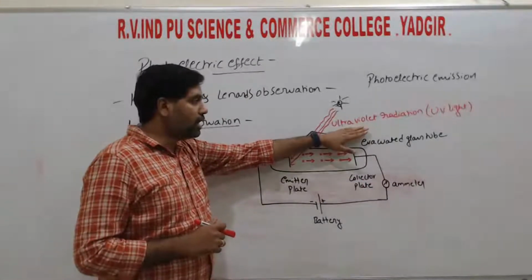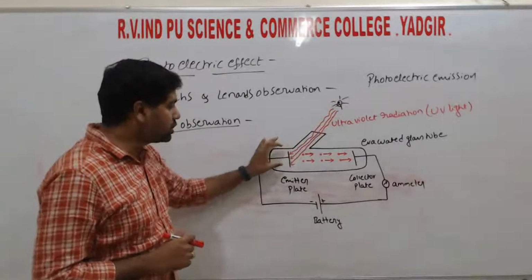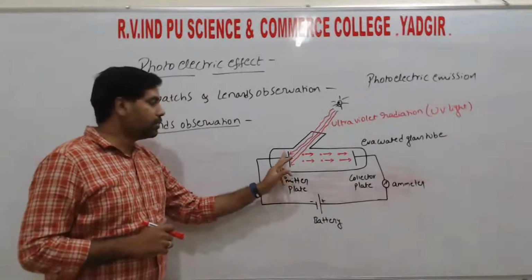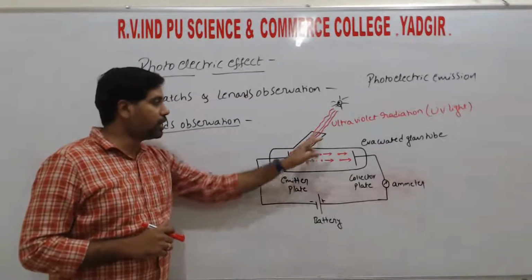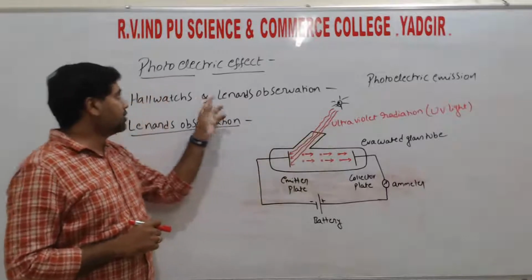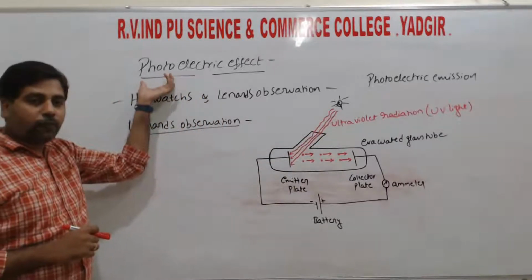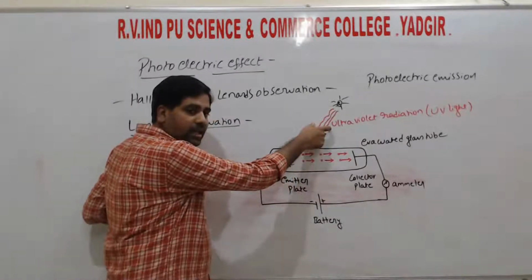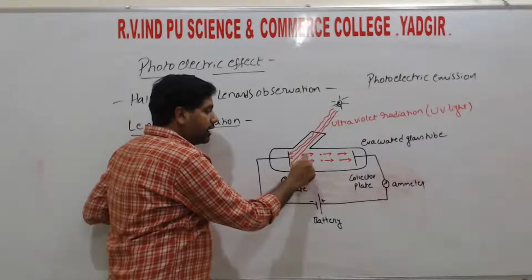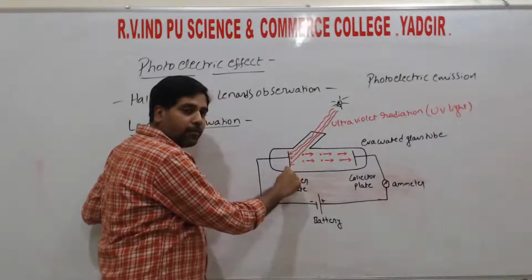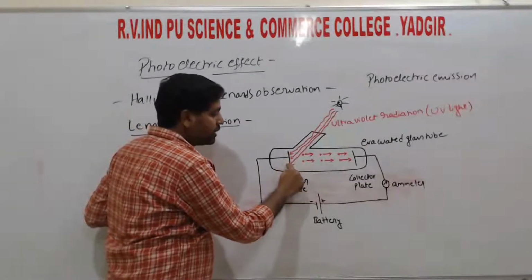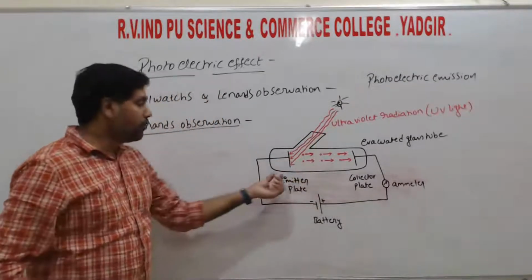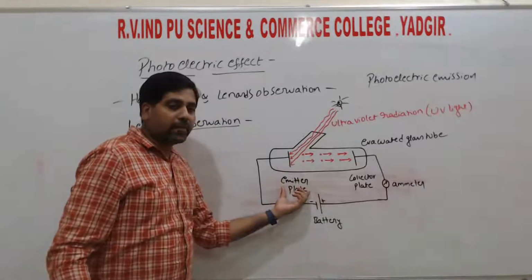So when the ultraviolet light, that is UV light, falls onto the emitter plate, which is the metal plate, then the electrons present in this metal plate absorb this light, that is photons. Then the electrons gain the energy from this light and are emitted from this metal plate, that is the emitter plate.